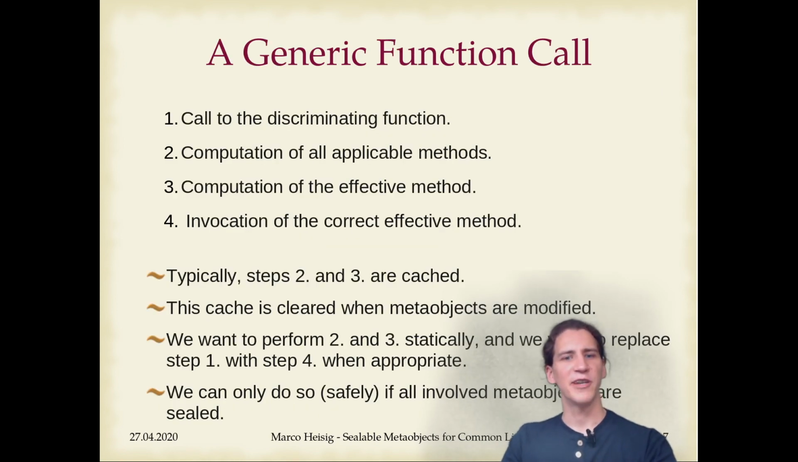The other ingredient we need to understand this talk is what exactly happens when we call a generic function. And the most important 4 steps are shown here. Whenever we call a generic function, we actually call the discriminating function of this generic function. And the discriminating function then uses the identity and the classes of its required arguments to compute a list of applicable methods to these arguments.